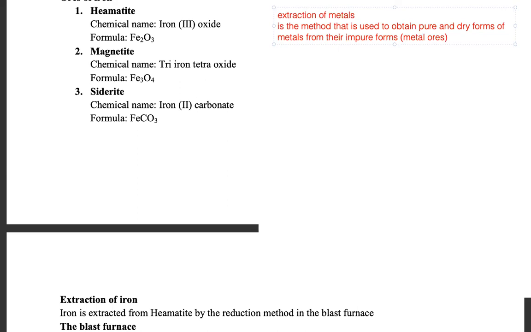So the extraction of metals is just a method. Different methods actually that we use to obtain or to extract pure forms. And these pure forms must be in solid form. That's what I'm saying, dry samples or dry forms of metals. These metals are being extracted from their impure forms. The impure form is what we are calling metal ores.